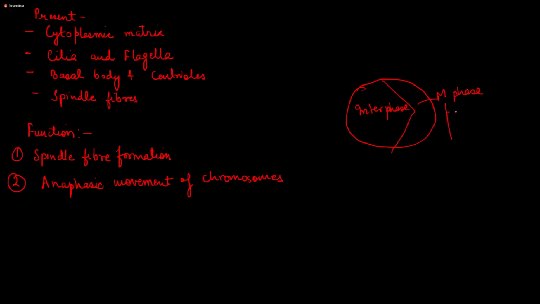Also, this M phase has different phases. So 4 phases, that is prophase, metaphase, anaphase, and telophase. During this anaphase, the chromosomes separate. Okay. So during this, the chromosomes separate, and this separation is known as anaphasic movement of the chromosome. Okay. And this anaphasic movement is also done with the help of microtubules.